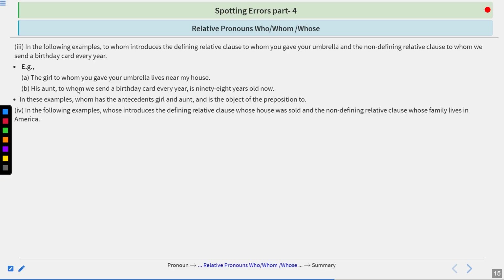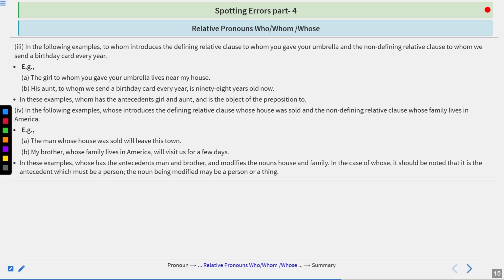In the following examples, whose introduce the defining relative clause, whose house was sold, and the non-defining relative clause, whose family lives in America. The man whose house was sold will leave this town. My brother, whose family lives in America, will visit us for a few days. So again, whose house was sold is a defining clause, and whose family lives in America is a non-defining clause. In these examples, whose has the antecedents man and brother and modifies the nouns house and family. In this case of whose, it should be noted that it is the antecedent which must be a person. The noun being modified may be a person or a thing.